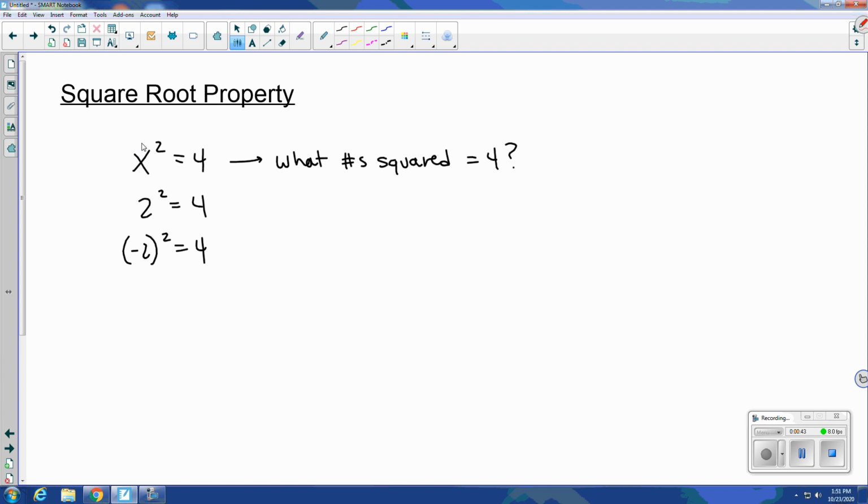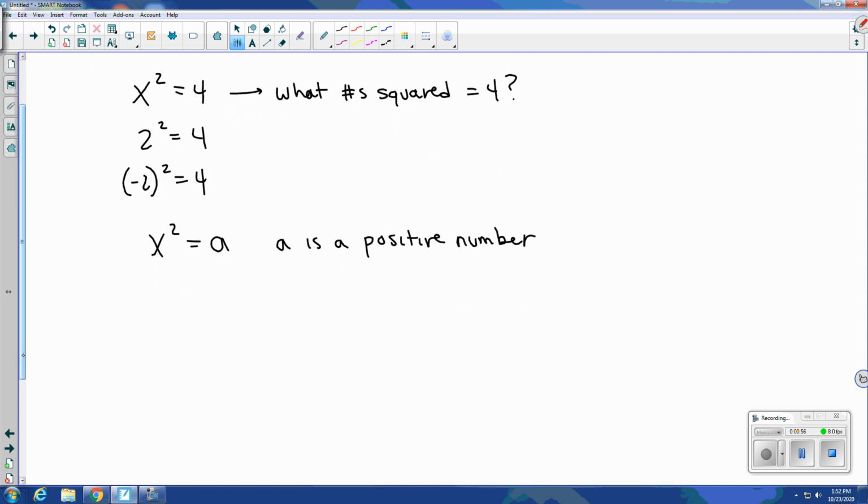So that brings up the square root property. It says if you have x squared equals some value a, where a is a positive number, then the solutions to that equation should be x equals plus or minus the square root of a. So going back to the example above, our solutions were x equals 2, or x equals negative 2. And how is 2 related to 4? Well, it's the square root. So plus or minus the square root of 4 gives me plus or minus 2.